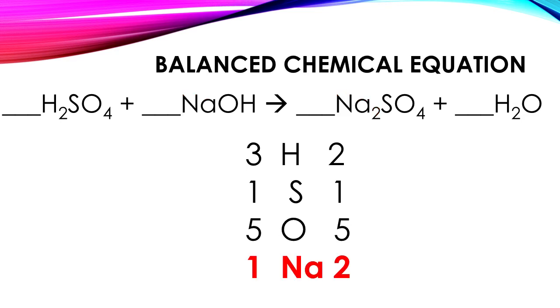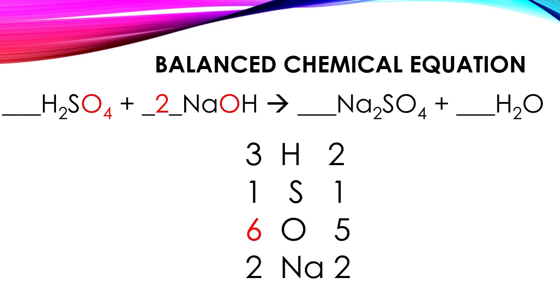So, knowing that, let's look at our sodium, because we want to save oxygen and hydrogen for last. Our sodium is not balanced. We have 1 on our reactant side and 2 on our product side. The way that we're going to fix that is we're going to put a 2 in front of the sodium hydroxide, and that balances our sodium.